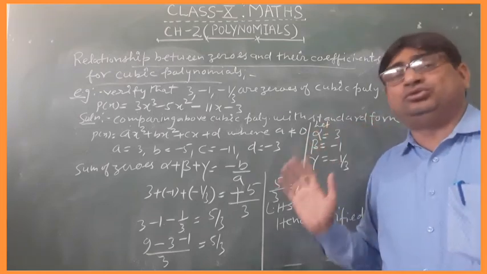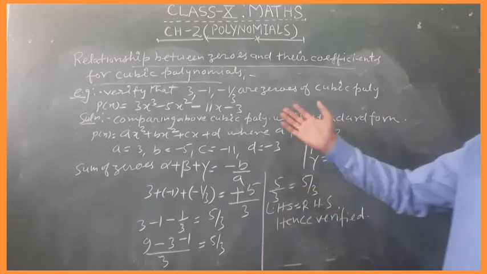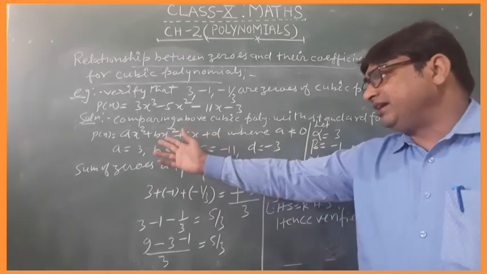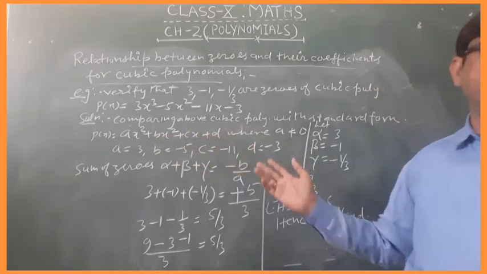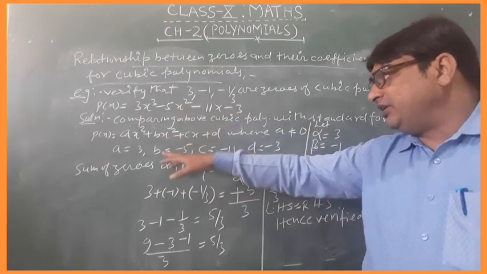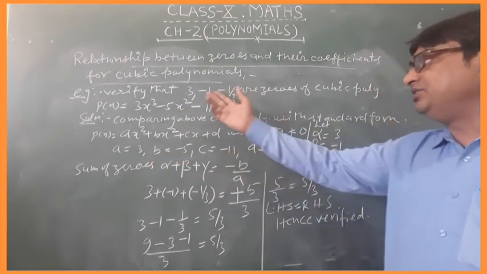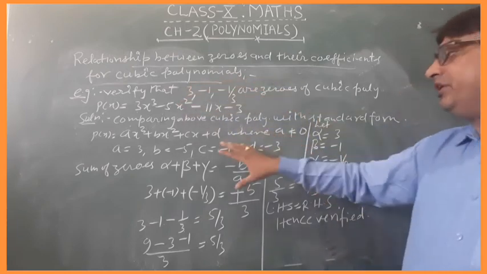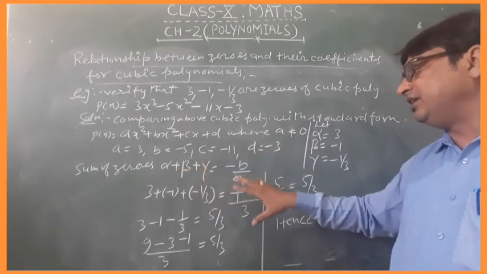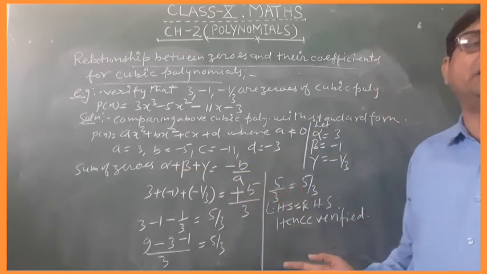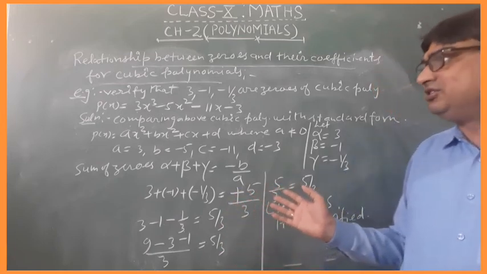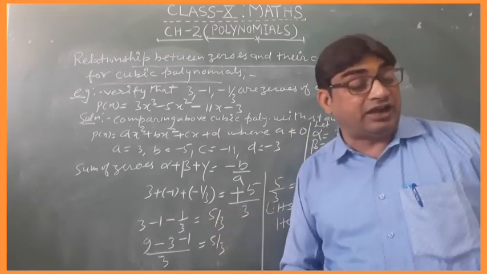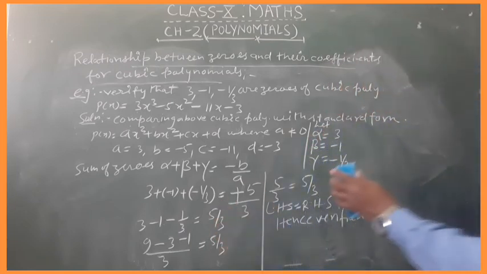So what can you do for solving the question? Firstly, compare the above polynomial with the standard cubic polynomial ax cube plus bx square plus cx plus d, and write the values of a, b, c and d. The 3 zeros are given; suppose this is alpha, this is beta and this is gamma. Putting all values in the above relation, if LHS is equal to RHS, then you can say hence verified. This relationship between zeros and their coefficients is verified. After that we take the second relation.